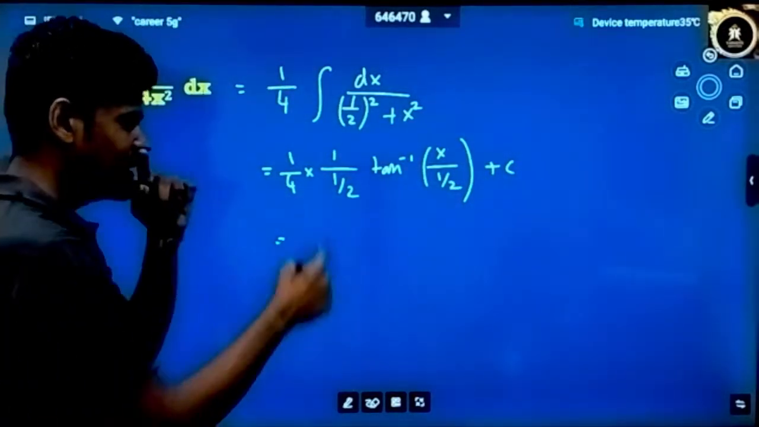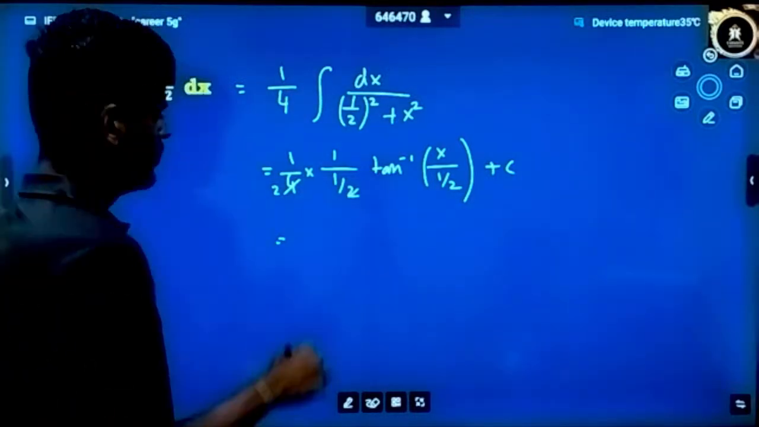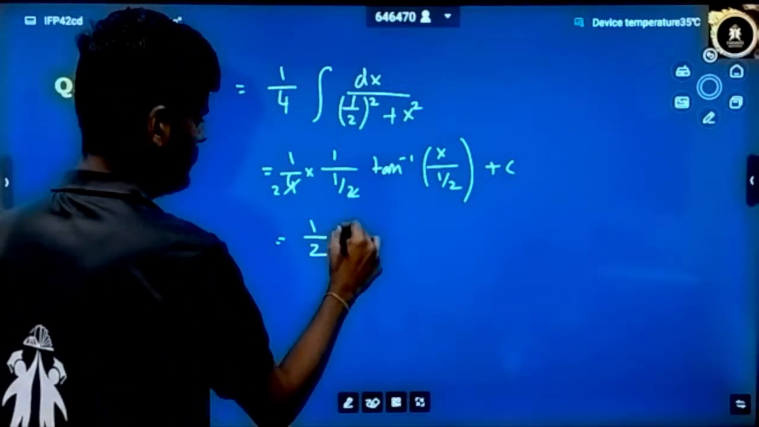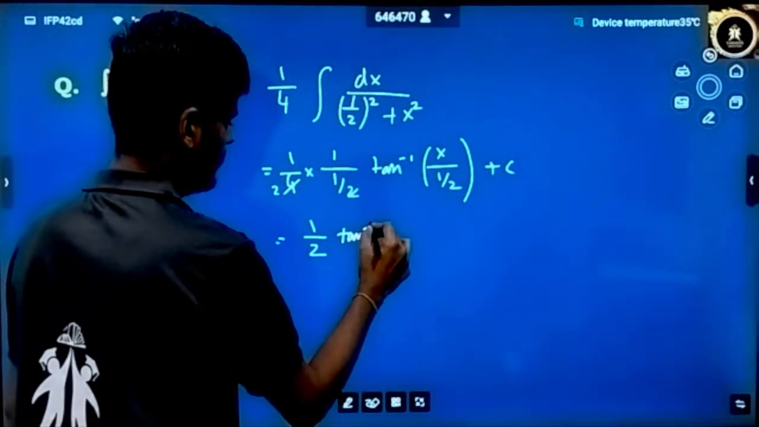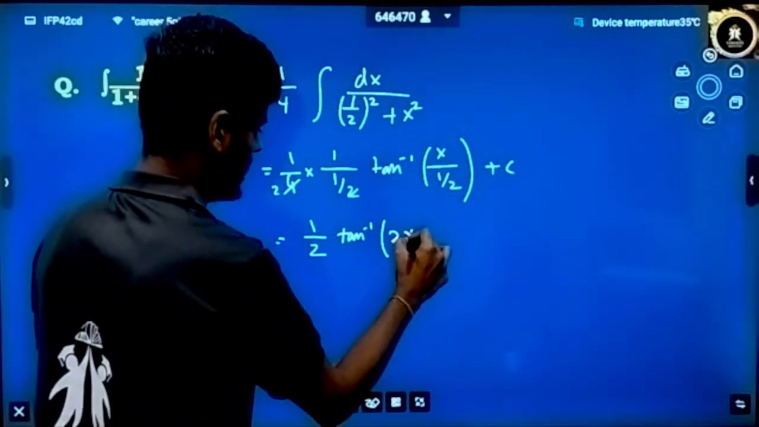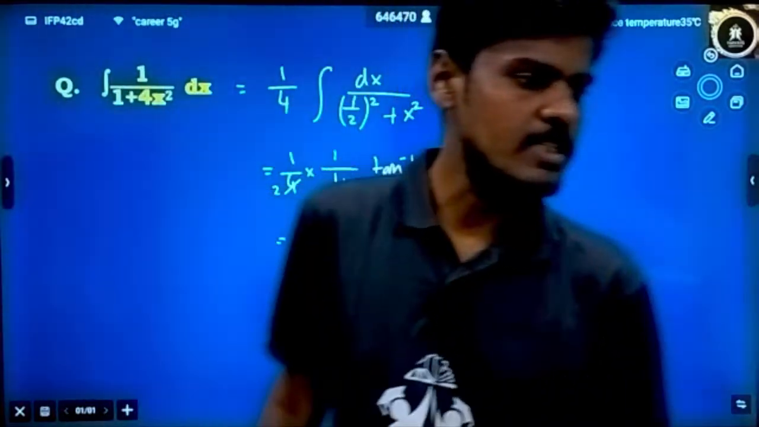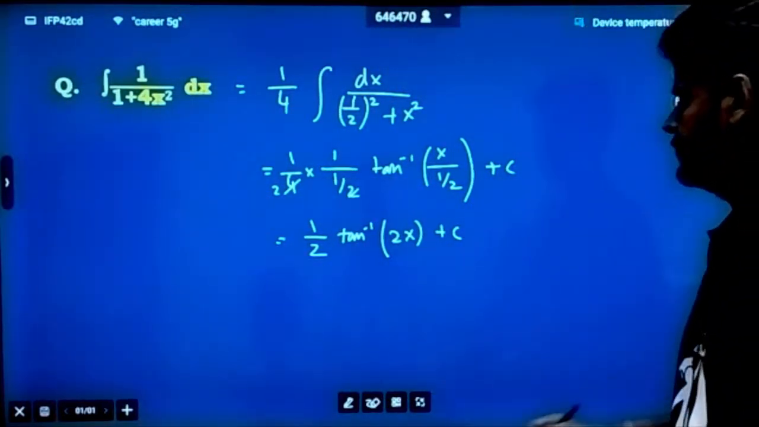Now what will be the answer? This 2 will go to the numerator, so these 2 will get cancelled out. We will get 1 by 2 tan inverse of, this 2 will go to the numerator again, so we will get 2x, plus constant. Clear now? So this is how we should solve this.